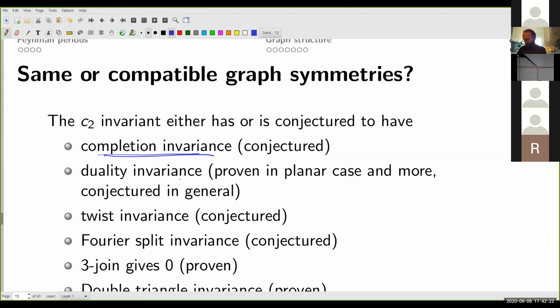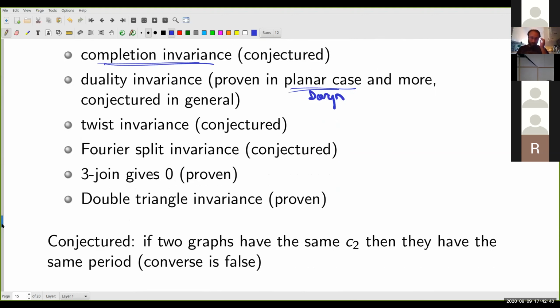It should be duality invariant. This is proven in the planar case, Dumitru-Doran, and he proves actually more than the planar case and conjectured in general. There should be a twist invariant. That's conjectured. It depends at least on completion. There should be a Fourier split. The 3 join, it doesn't give a product. It just outright gives 0. And that makes sense if you think about what's going on with the transcendental weight. And in fact, the C2 is sort of seeing the transcendental structure in some nice way, at least it's giving a hint of it. It's giving a view of it.